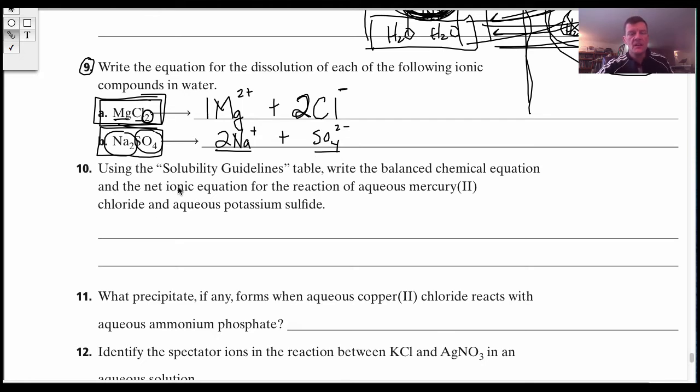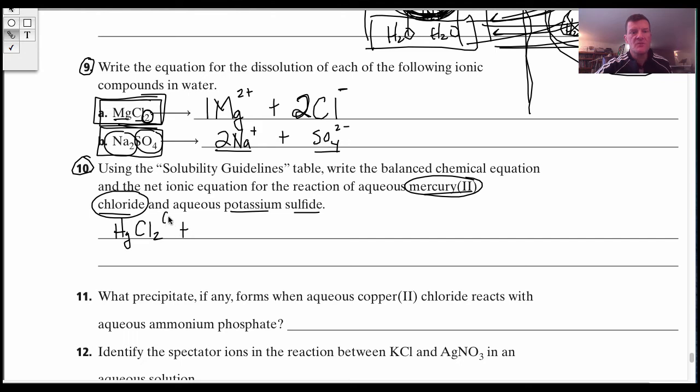All right, let's look at the number 10. Number 10 here says write balanced chemical equation and the net for the reaction. Okay, aqueous mercury 2 chloride and aqueous potassium sulfide. So let's write these 2 down. Mercury 2 chloride. So mercury, Hg, mercury 2 means it has a +2 charge. Chloride is a -1. So I'm going to need 2 chlorides to match the 1 mercury 2.